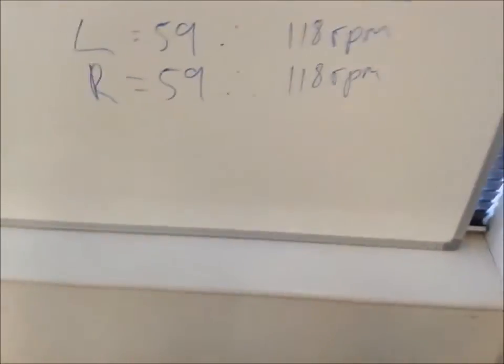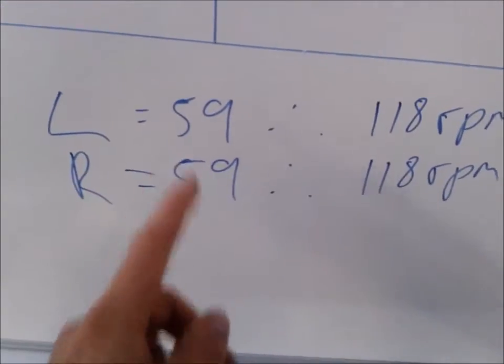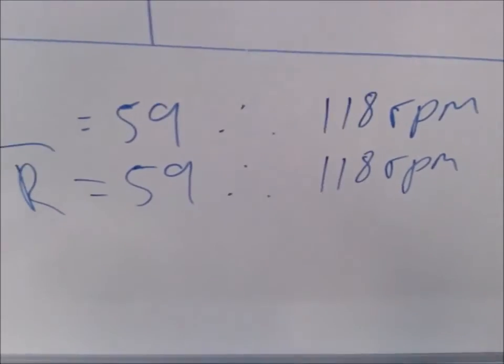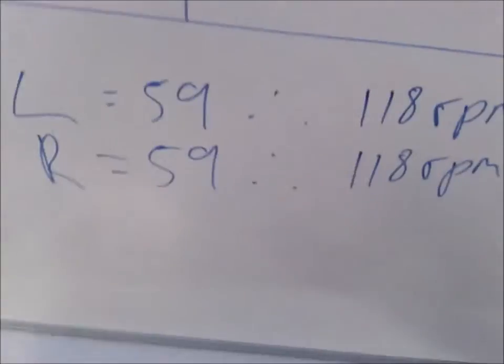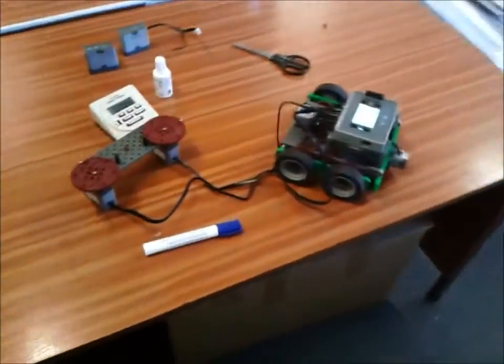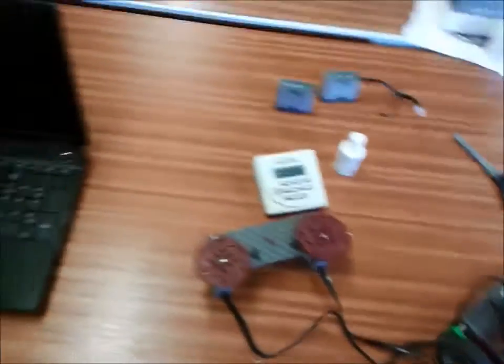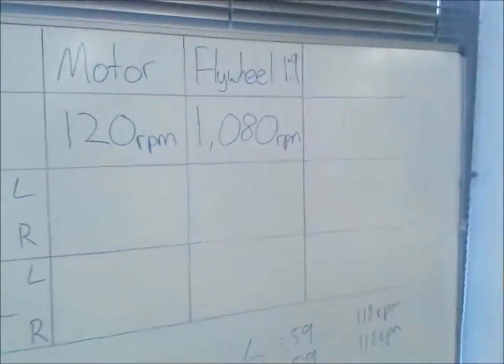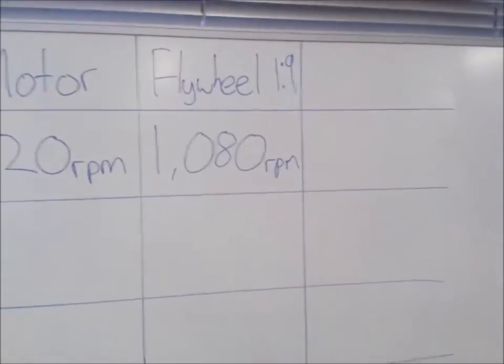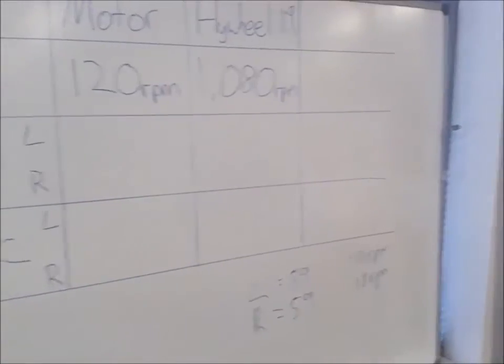So I've counted my no-load motor rotations. The left motor did 59 in 30 seconds, so that gives us 118 RPM. Right motor also 59, so it could just be my counting there. We're as near as can be to the 120 RPM that we expect from the no-load speed of the motor. Okay, so what does that mean? Well, theoretically that means we can get pretty near our 1080 RPM flywheel speed, but what are we going to get in reality when we connect it up?